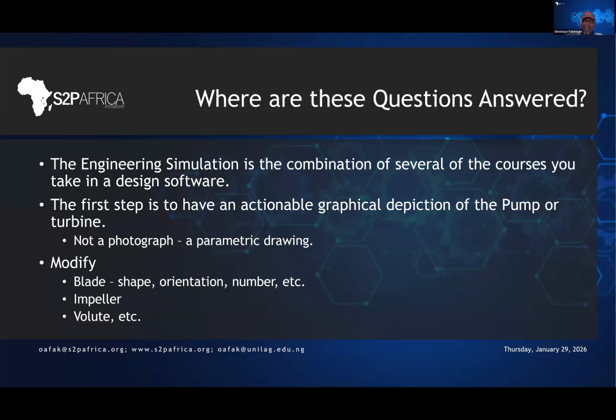And the first step is to have an actionable graphical description of a pump or turbine, not a photograph, but a parametric drawing in which you can modify the blade shape, the blade orientation, the number, then the impeller, the volute, and so on. When you have that, you put that in the simulator and you begin to change all those things.